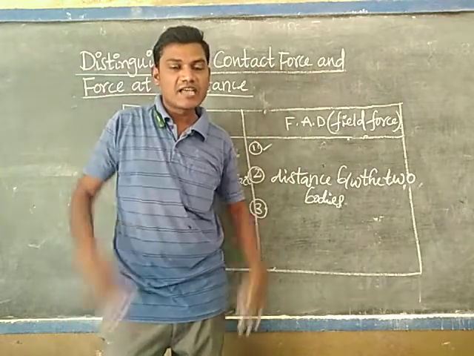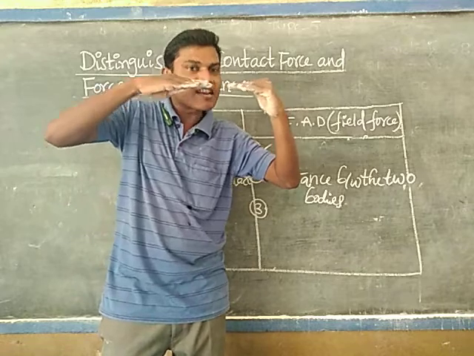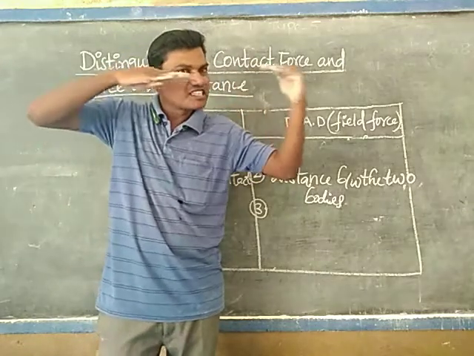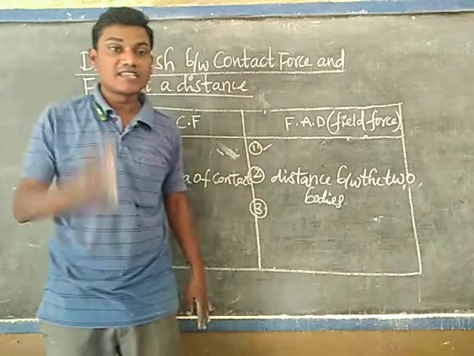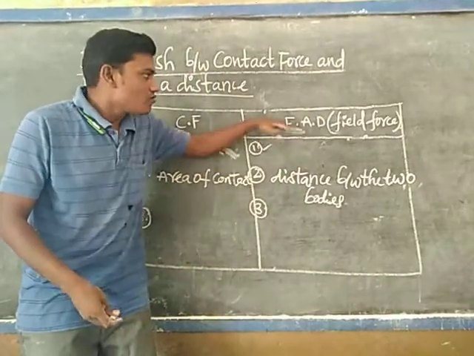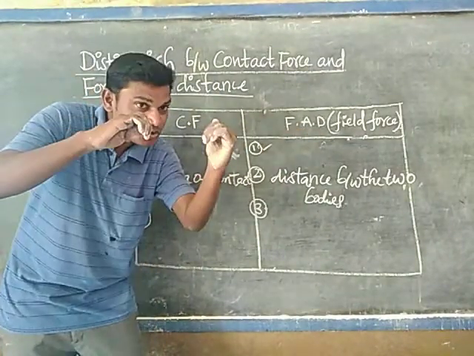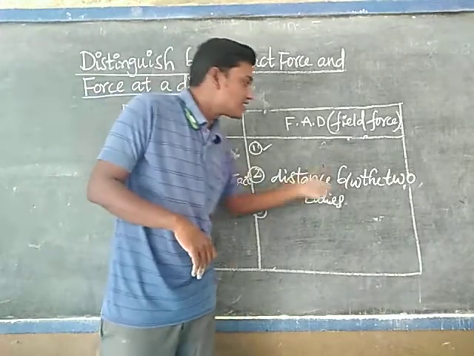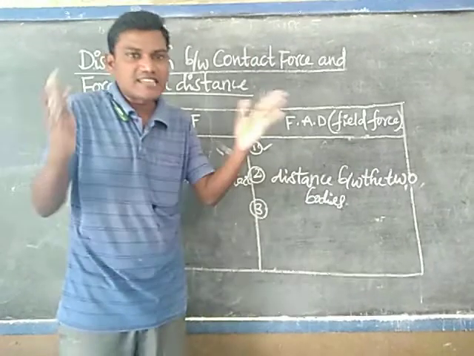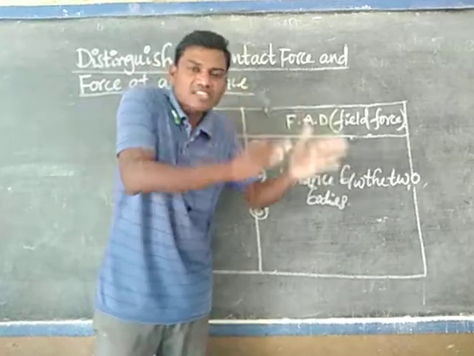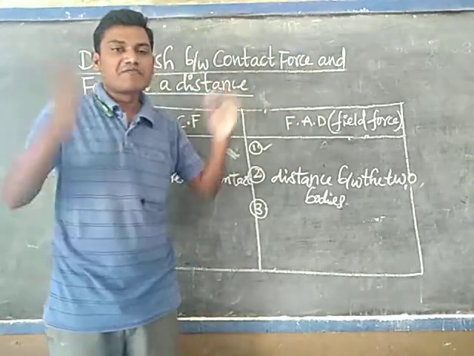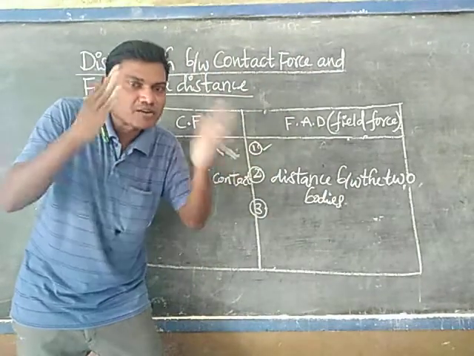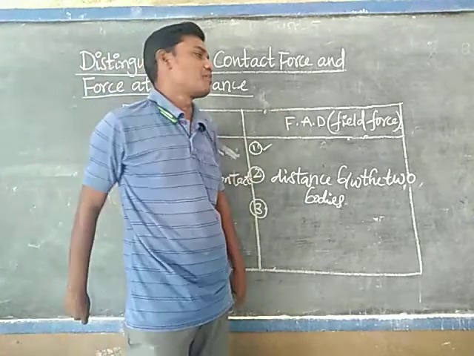So what is the reason? If the distance is less, the attraction force is more. If the distance is more, the attraction force is less. So force at a distance between the two bodies depends on the distance between the two bodies. If the distance is less, either attraction or repulsion force is more. If the distance is more, attraction or repulsion force is less. That is the meaning of that.